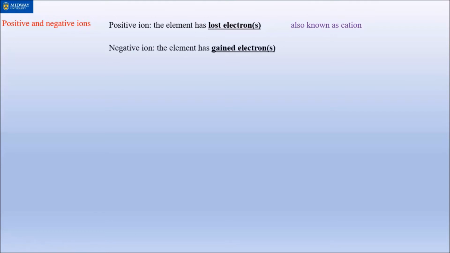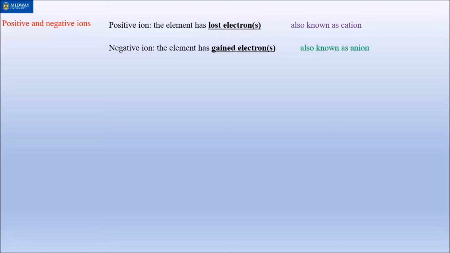A negative ion means the element has gained an electron or electrons. It's also known as an anion. Now that is simple. This is a fact. No matter which professor talks to you, he's not going to give it to you any differently than what I have given, because this is factual information. It may appear different in German or French, but this is the information.